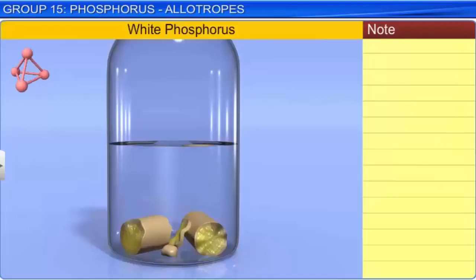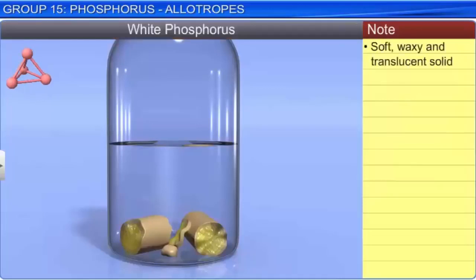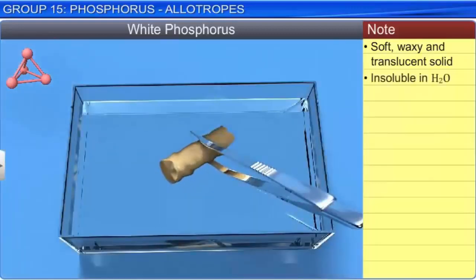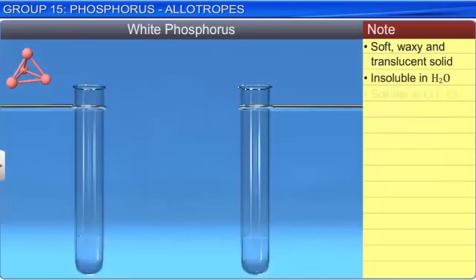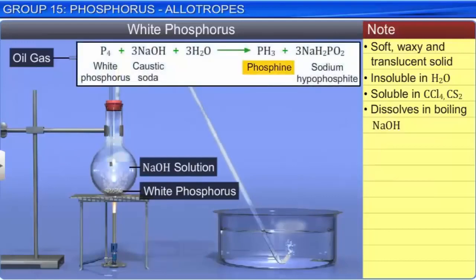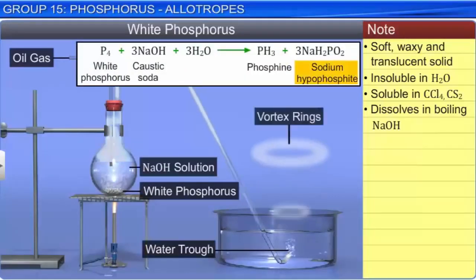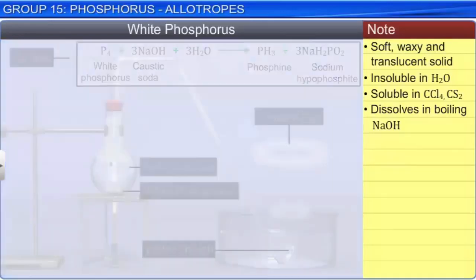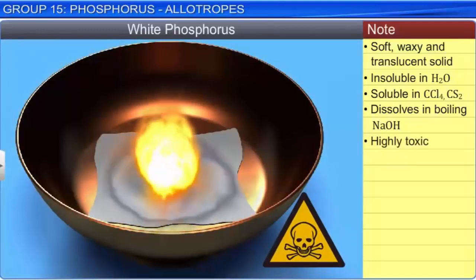White phosphorus is a soft, waxy, and translucent solid. It is insoluble in water, but soluble in carbon tetrachloride or carbon disulfide. It dissolves in boiling caustic soda in an inert atmosphere to give phosphine and sodium hypophosphite. It is highly toxic and extremely reactive.